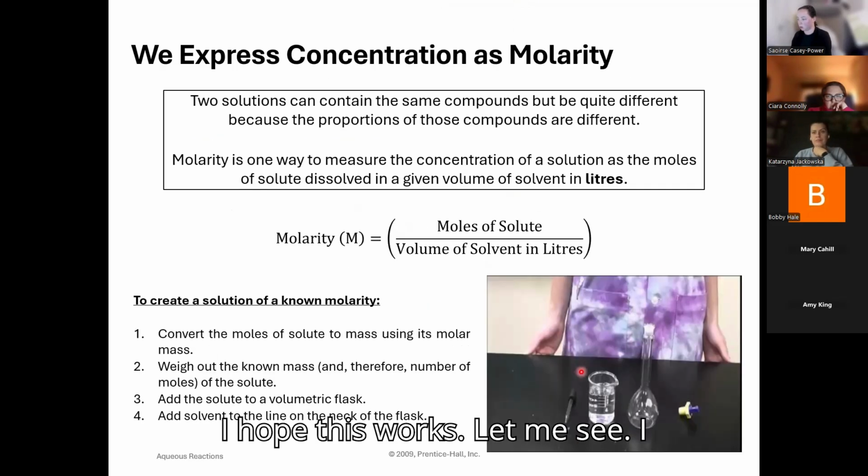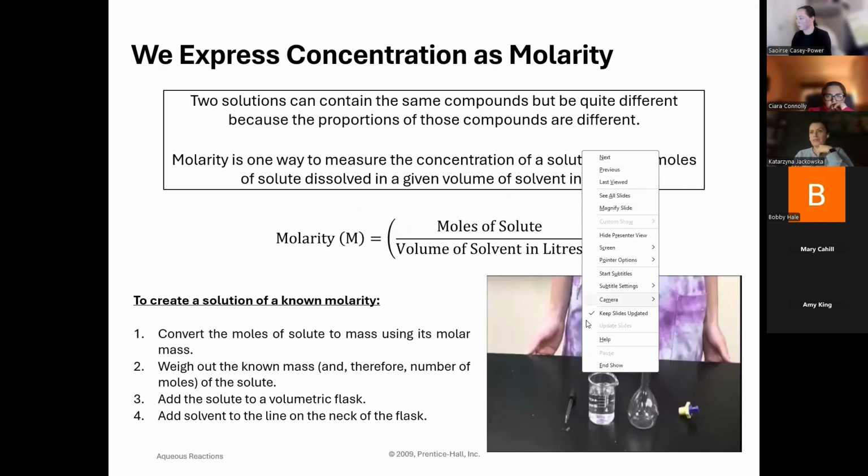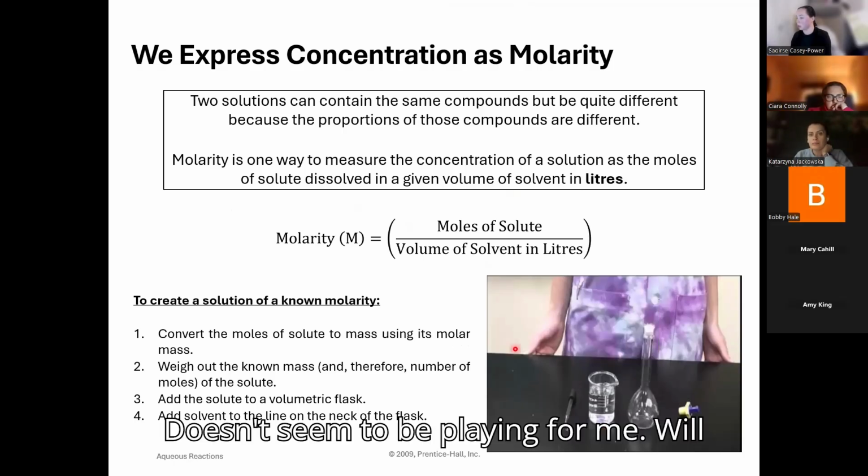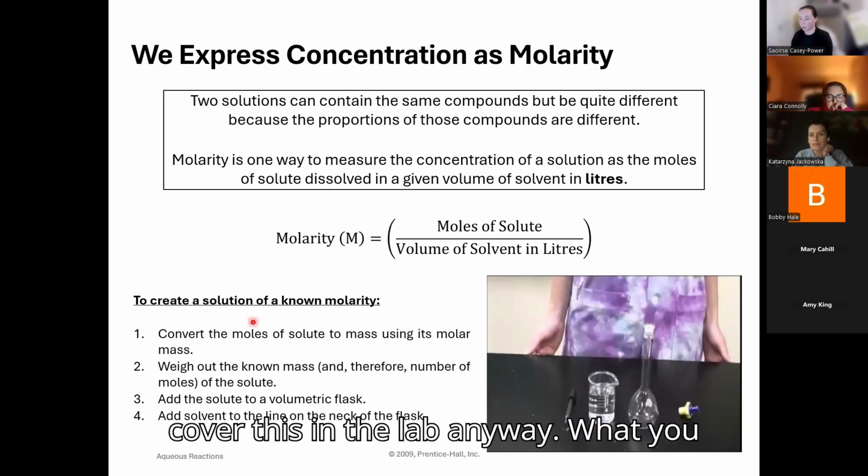Let me see. I don't know if that will actually work. It doesn't seem to be playing for me. We'll cover this in the lab anyway.